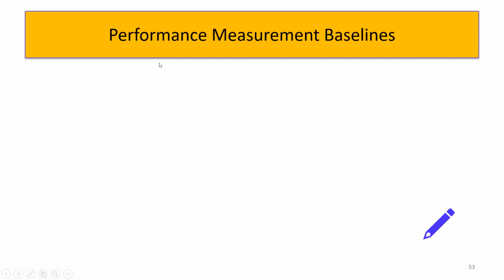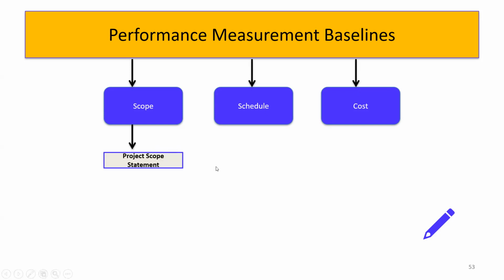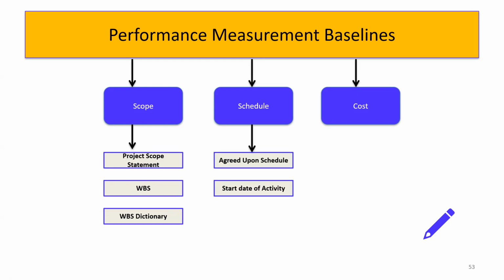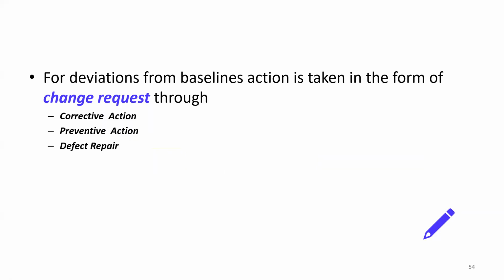The first thing on the baseline is the performance measurement baseline. It is an important concept for the PMP examination. It consists of 3 baselines: scope, schedule or time, and cost baseline. These 3 baselines define the boundary, the duration, and the total amount of money you're going to spend on the project. The scope baseline has the project scope statement, work breakdown structure, and work breakdown dictionary. The schedule baseline consists of the agreed upon schedule, the activity start date, and activity end date. The cost baseline talks about the time-phased budget for the cost. Those are the 3 performance baselines.